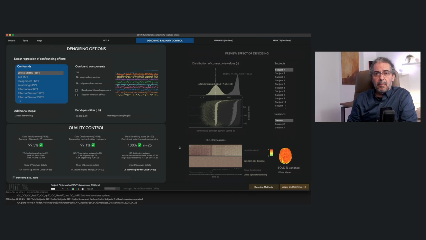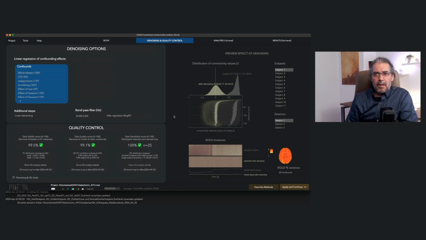We have now found a very reasonable denoising strategy just by increasing the number of components that are estimated in anatomical CompCor and introduced as noise modeling and removed from the data. We have managed to keep all of our 25 subjects in our data, and we have excellent data validity scores, data quality, and data sensitivity scores. So this will be a great place to just continue doing our analysis, having very good data to work with.